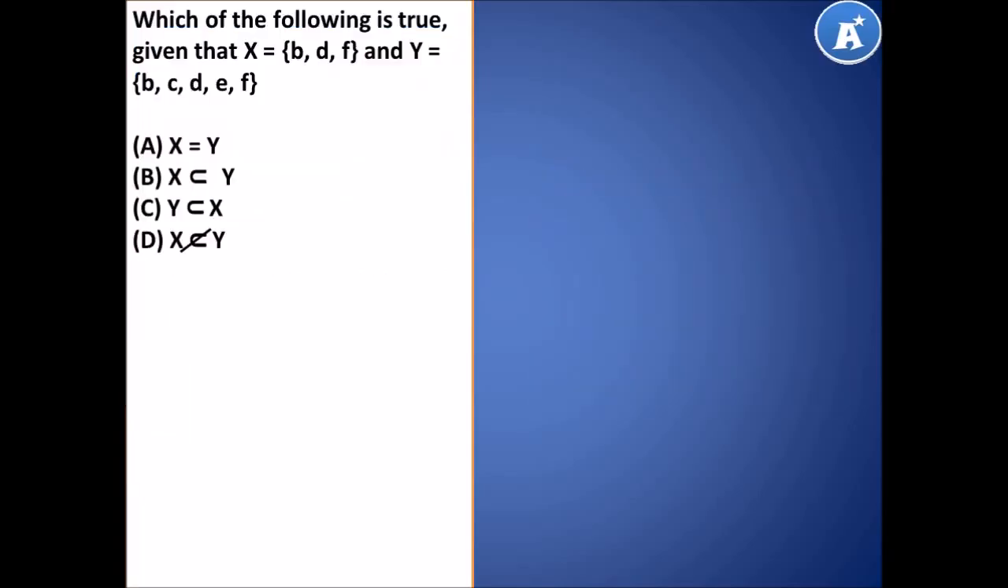And we're down to our last question. This question reads, which of the following is true, given that x is equal to the set of B, D, and F, and y is equal to the set of B, C, D, E, and F? A, x is equal to y. B, x is equal to the subset of y.